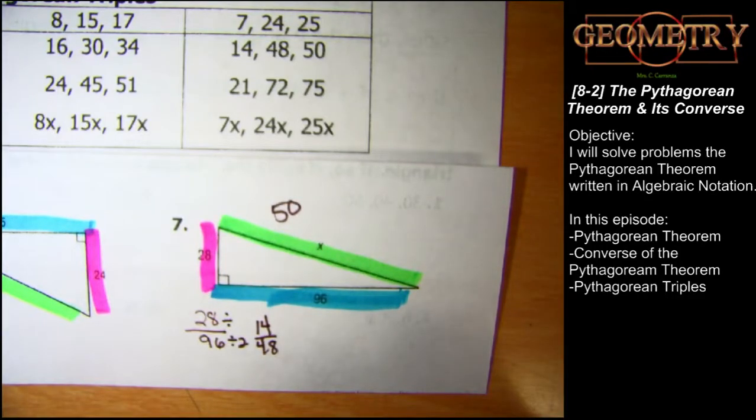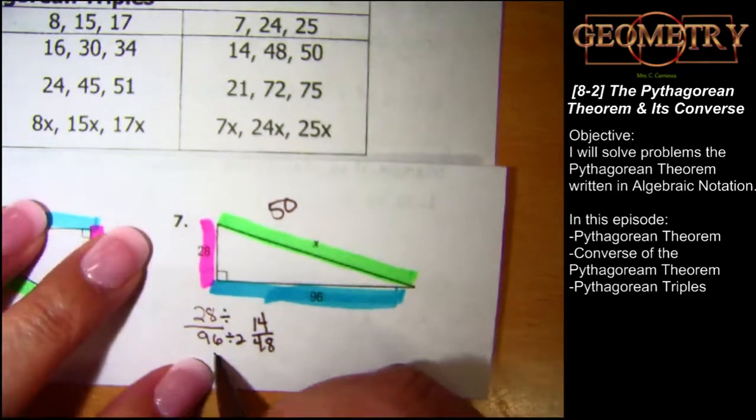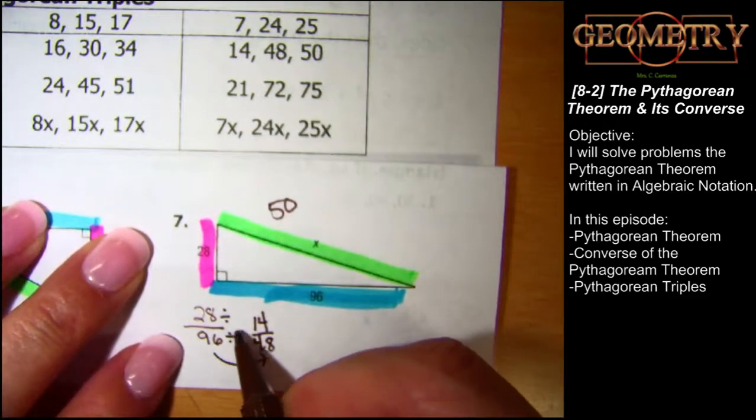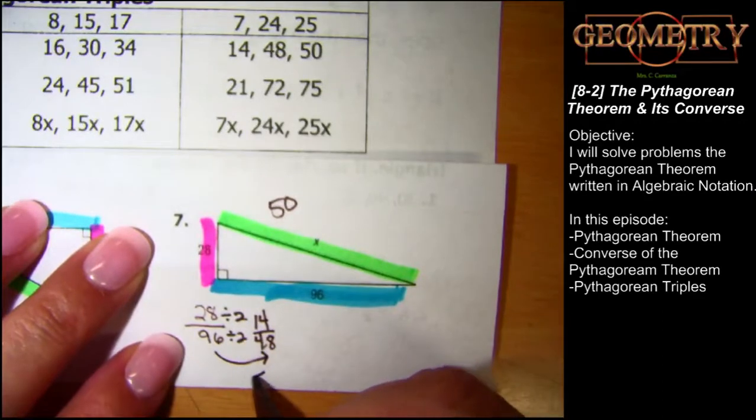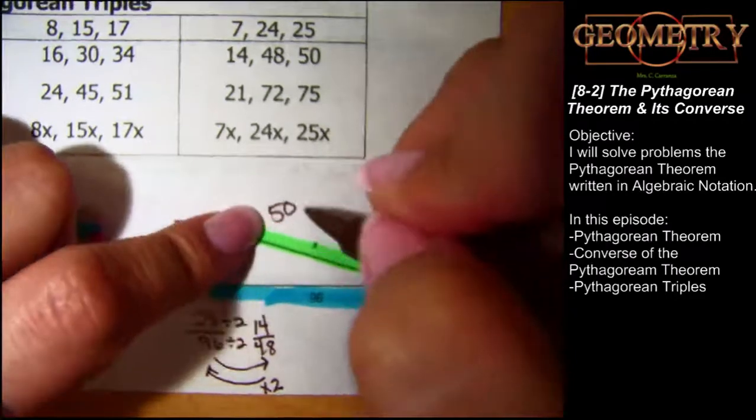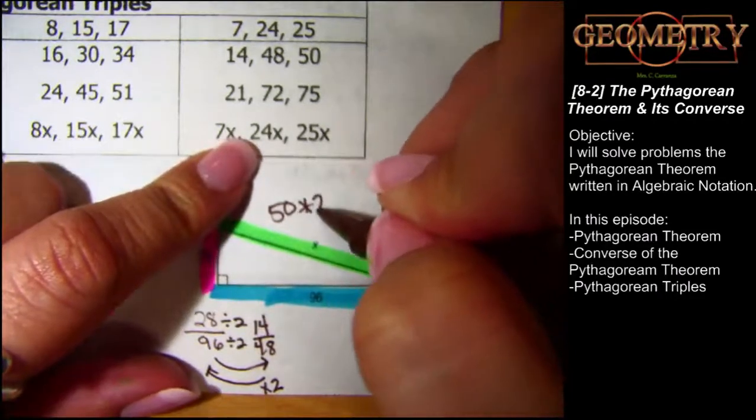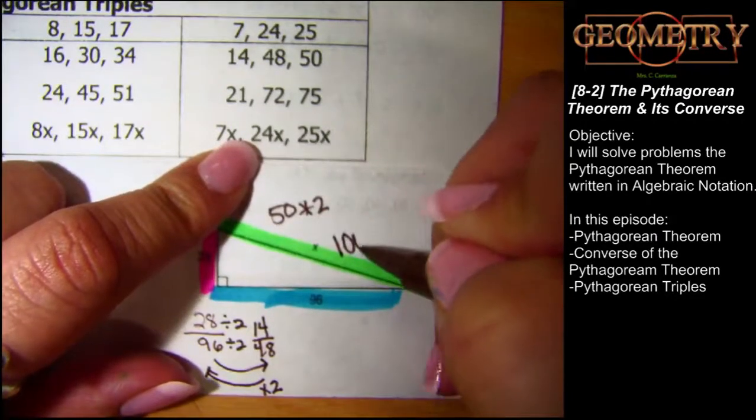We divided the original triangle length by 2. Which means to undo that division by 2, I need to multiply. To go this way, I divided by 2. So if I want to go backwards, I need to multiply by 2. So I'm going to take this value and multiply it by 2, and my actual side length is 100.